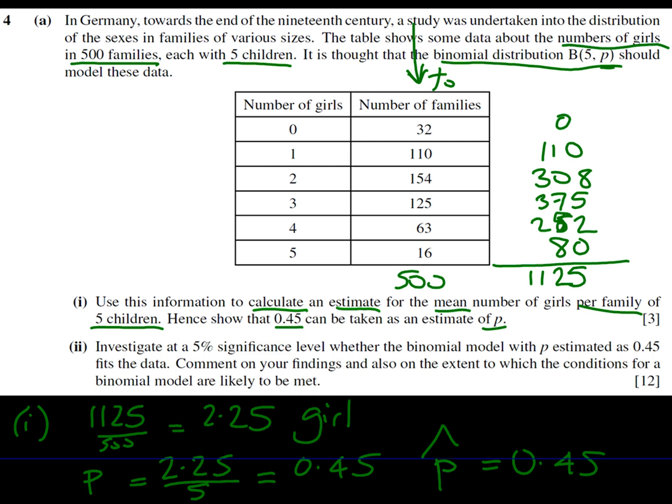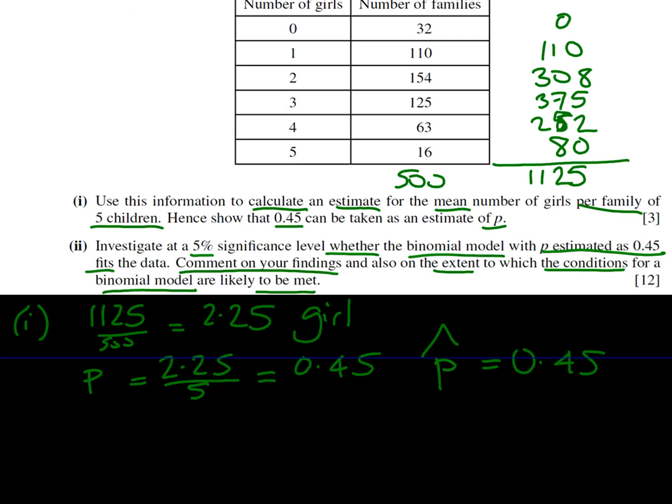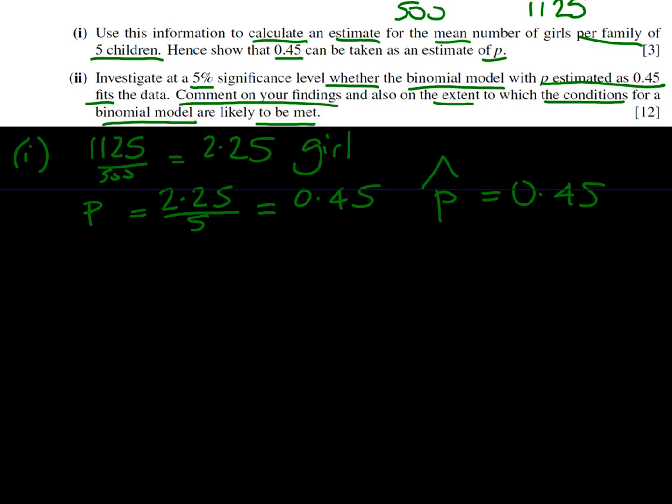Okay, what's our next step? The next part of this is they want us to investigate at 5% whether the binomial model with P equals 0.55 fits the data, and then comment on your findings, on the extent to which the conditions for a binomial are likely to be met. So I need to find my probabilities and my expected frequencies, don't I? So let's have a look at how I'm going to do this.